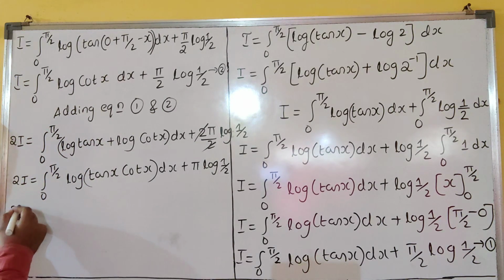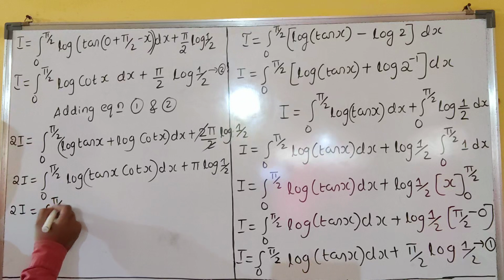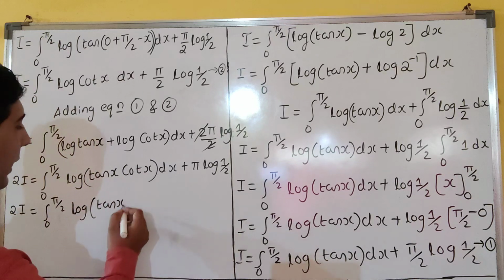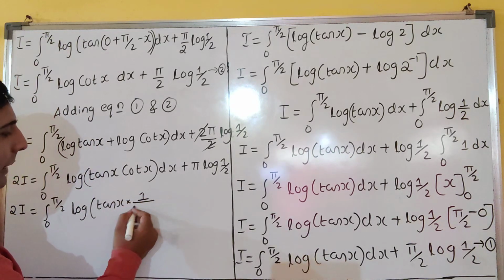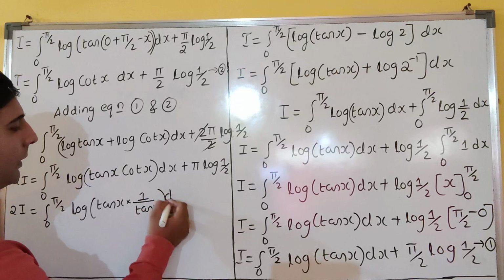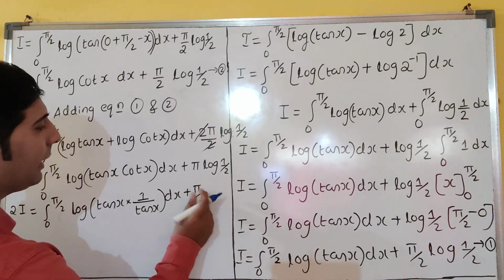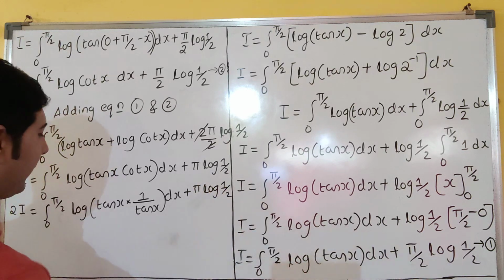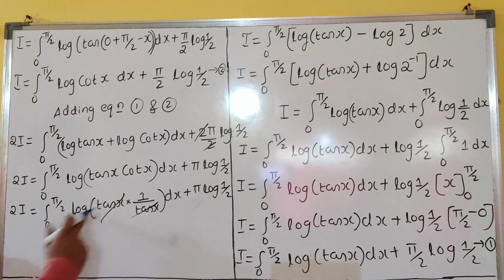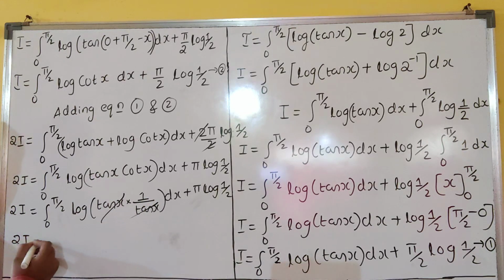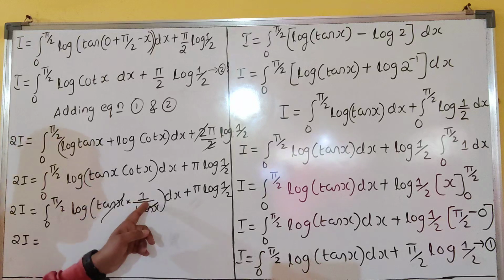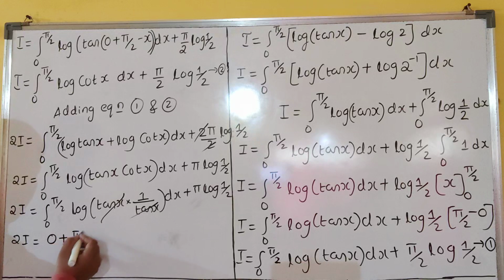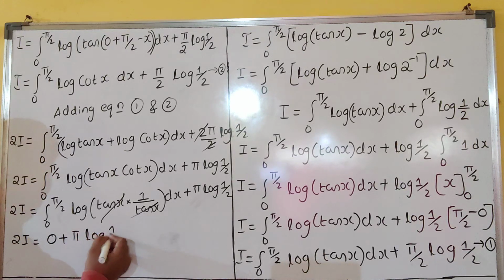So now how much will you get? Log tan x, cot x reciprocal is what? Cot x reciprocal is 1 by tan x. Will you agree? So this is what you will get. See here, pi is as it is, log 1 by 2. So now see, tan x gets cancelled. Log 1 value is how much? Log 1 value is 0, dear students. 0 integration is 0. How much are you left with? Pi log 1 by 2.